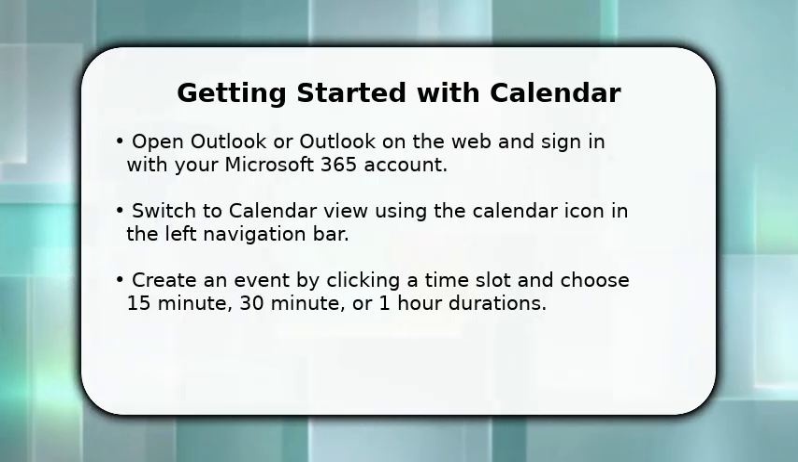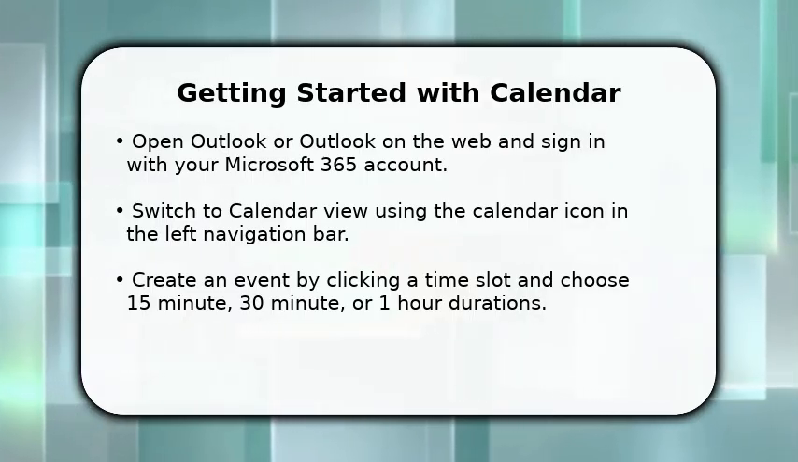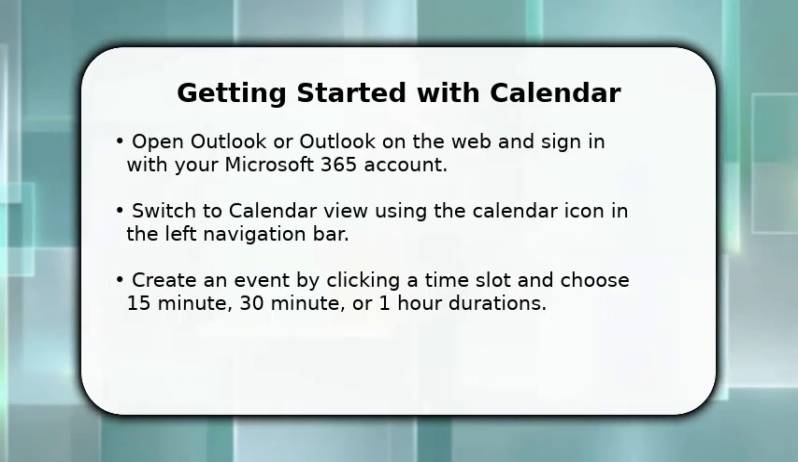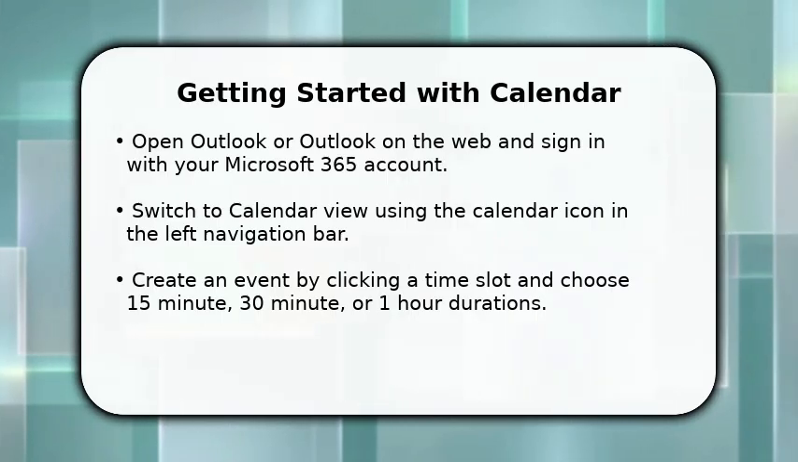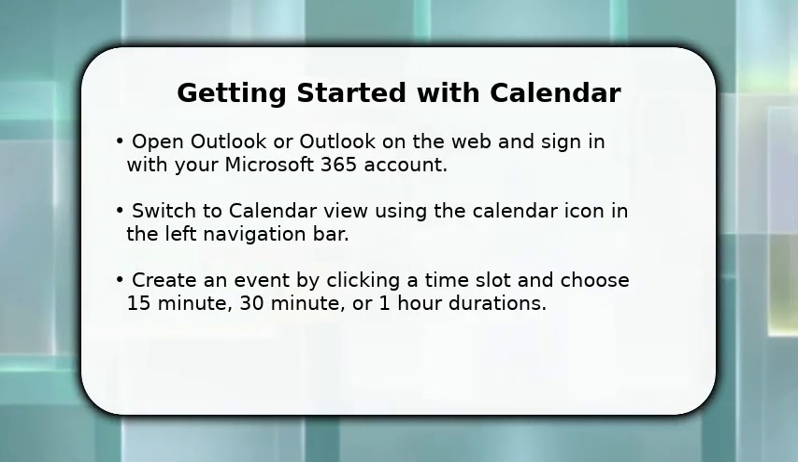Switch to calendar view using the calendar icon in the left navigation bar so you see day, week, or month layouts. Create an event by clicking a time slot and choose 15-minute, 30-minute, or 1-hour durations depending on your schedule.